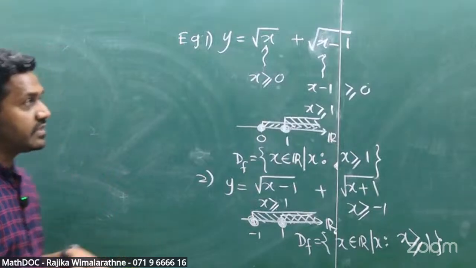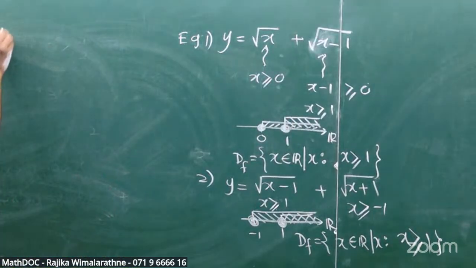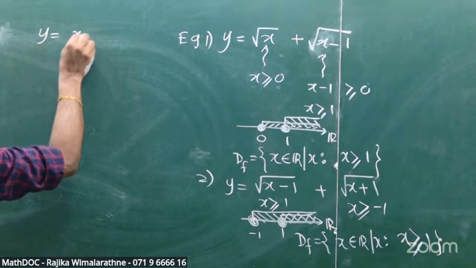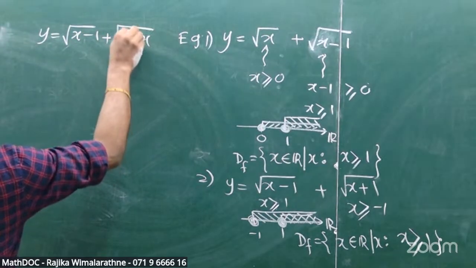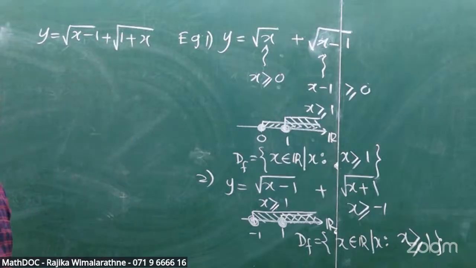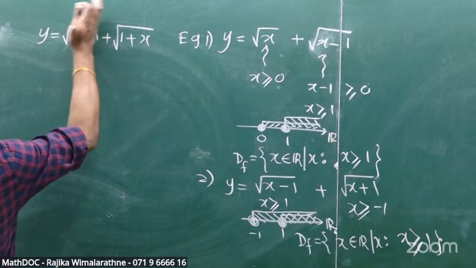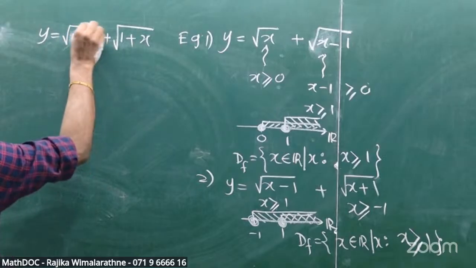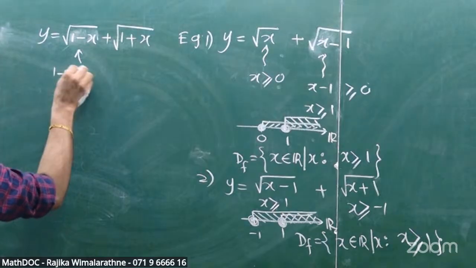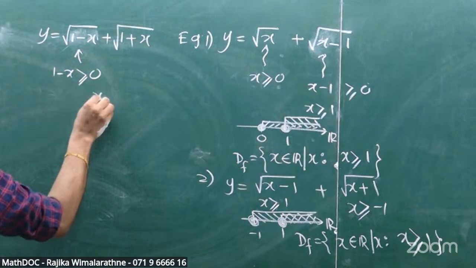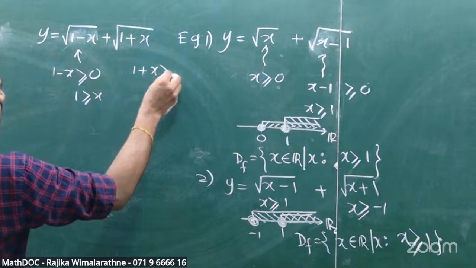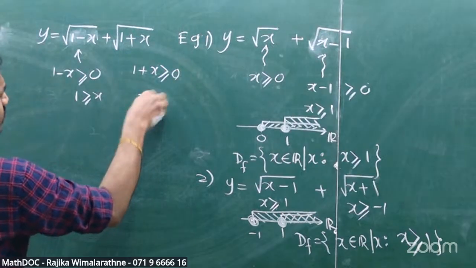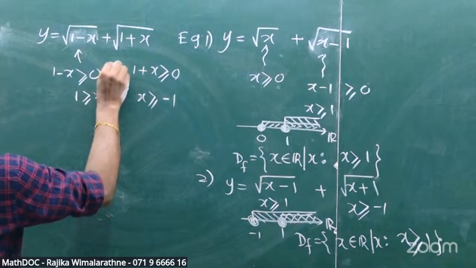Okay. After that, you see y equals square root of (x minus 1) plus square root of (1 minus x), square root of (1 plus x). Here, say 1 minus x. For this case, 1 minus x is greater than or equal to 0, that means x is less than or equal to 1. Here 1 plus x is greater than or equal to 0, x is greater than or equal to minus 1. We have to take the AND operation, which means intersection.